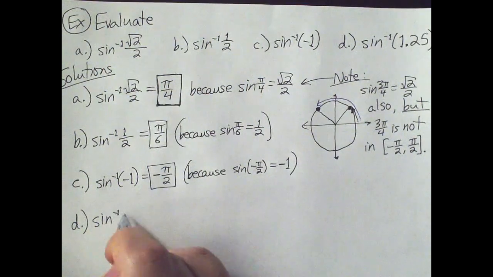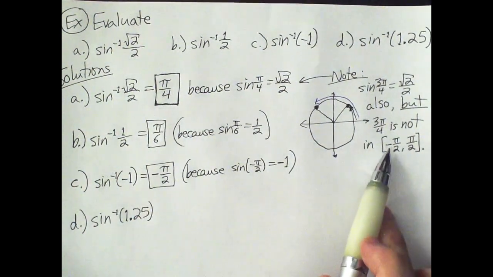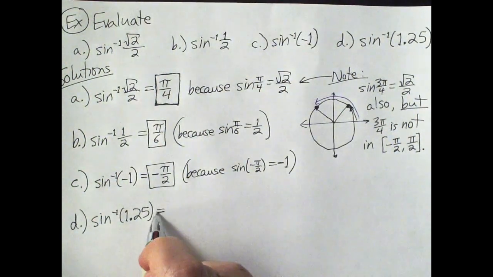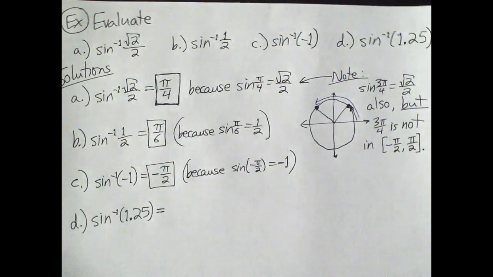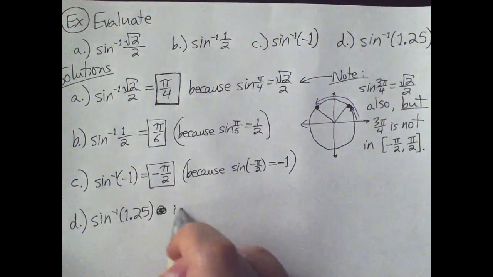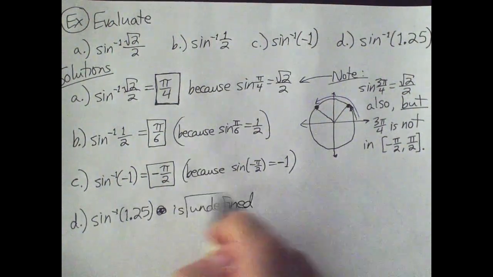Inverse sine of 1.25. Is there a number in this interval that when I take the sine of it, I get 1.25? Well, it doesn't seem like it's any of the common values that we've worked with: pi over 4, pi over 2, pi over 3. Doesn't seem like it's any of those. This is undefined. Undefined or does not exist.